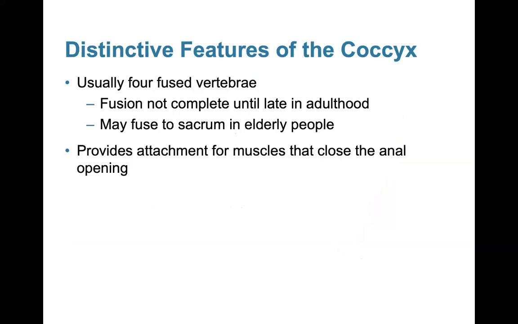The coccyx is usually 4 fused vertebrae. Fusion is not complete until late adulthood, and it may fuse to the sacrum in elderly people.